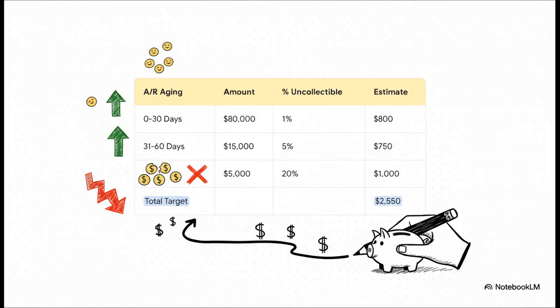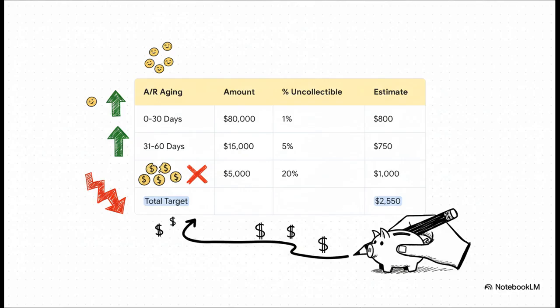Look carefully at this aging schedule. What we're doing here is a quality analysis of our assets. We can see that for our newest receivables, the ones under 30 days old, the risk is really low. We only expect 1% to go bad. But look at the receivables over 60 days old. Our experience shows a much higher 20% default rate.